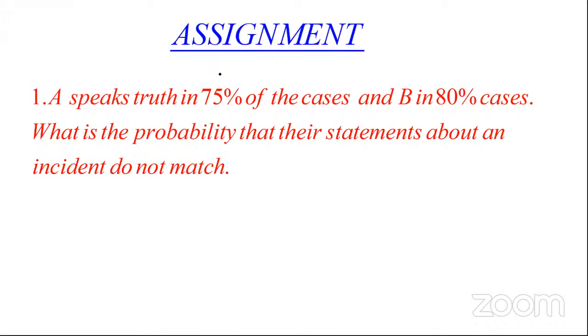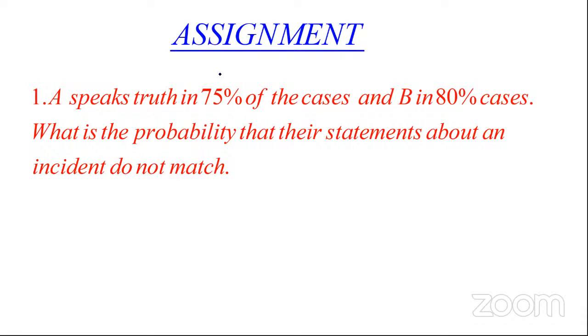So now, assignment. If A speaks truth in 75% of the cases and B in 80% of cases, what is the probability that their statements about an incident do not match? So A speaks 75% correct, which means A speaks wrongly 25%. B speaks 80% correct, so 20% wrong.